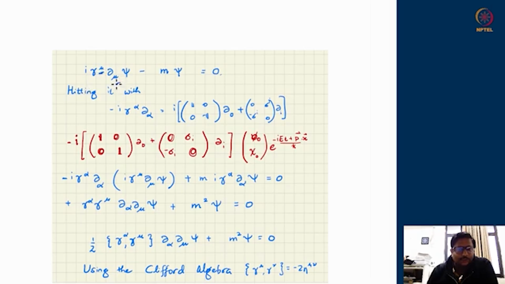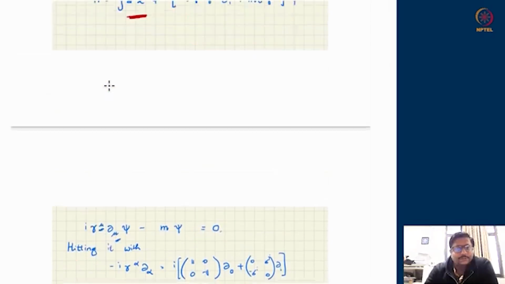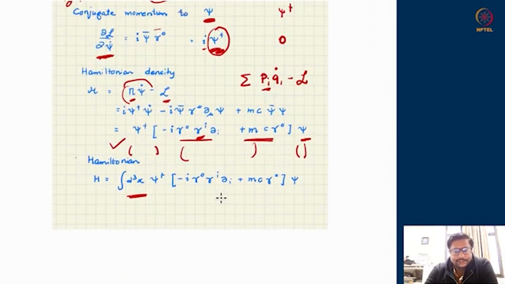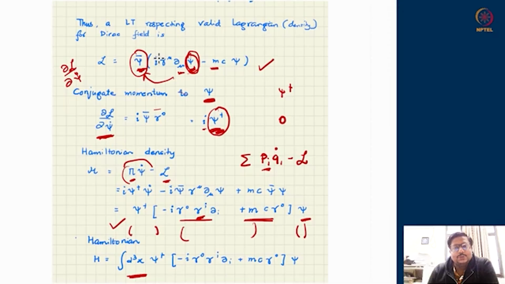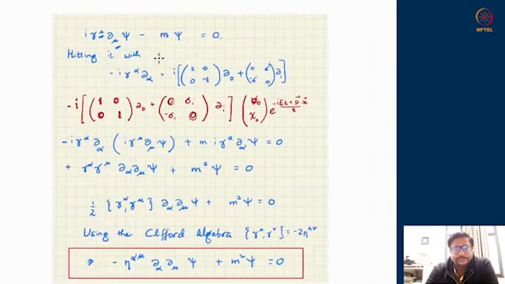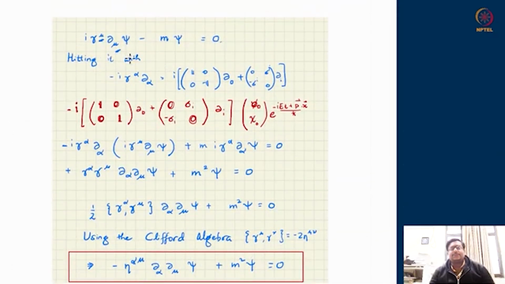Mu is getting summed over in the Dirac equation. Remember, in the Hamiltonian, the 0th part has been cancelled and the summation is only over the ith part. But in the equations of motion, all four mu's are appearing. So let us look at the equations of motion.